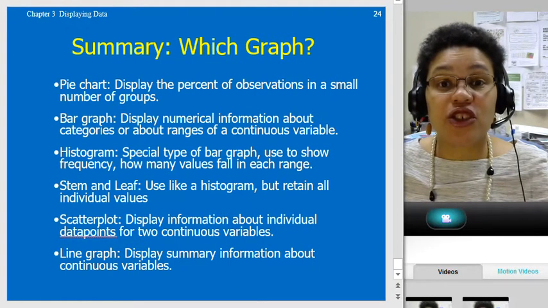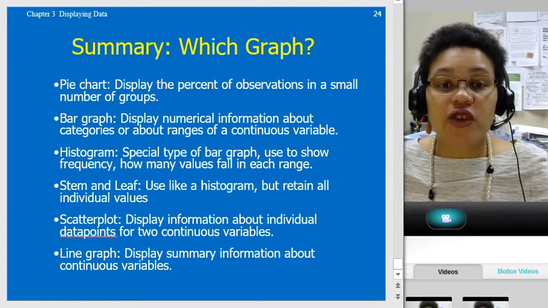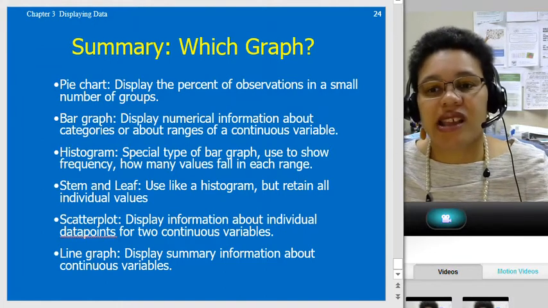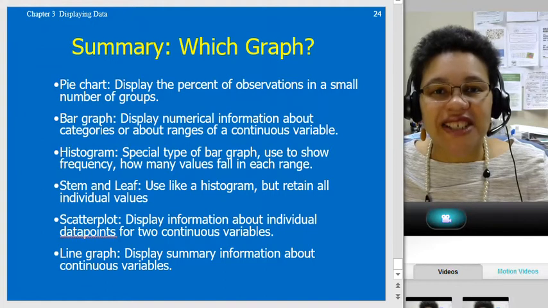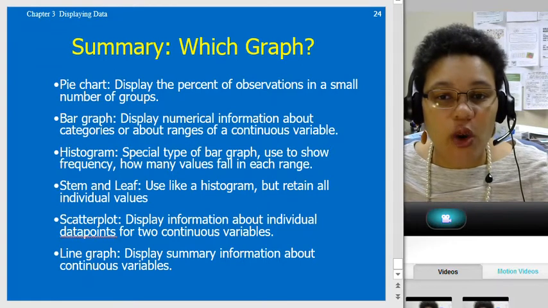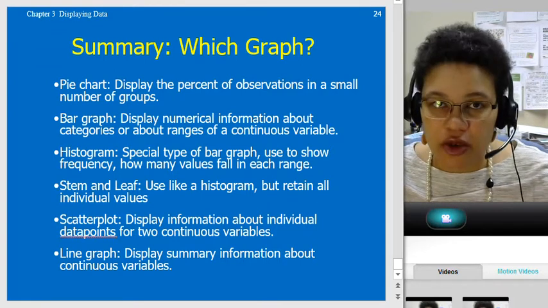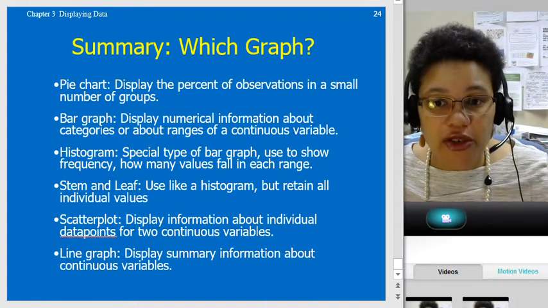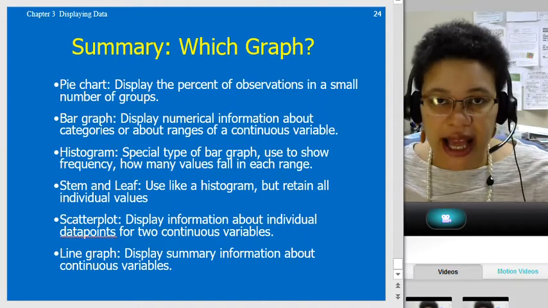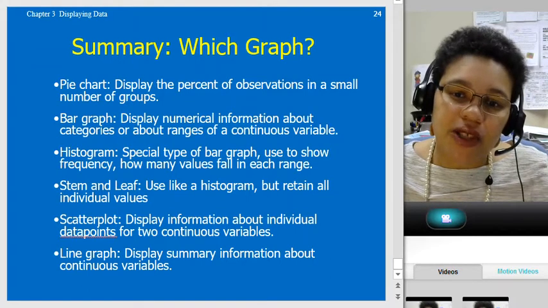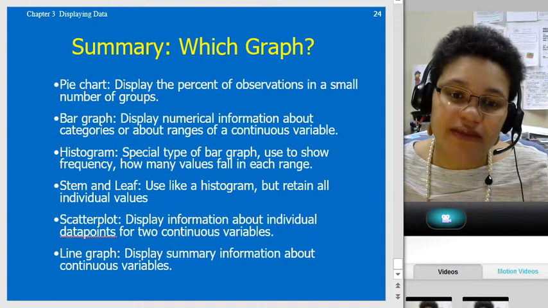So which graph do you use in different situations? You're going to use a pie chart when you're going to display the percent of observations in a small number of groups. Should we stick to the number 7? Is that a good rule of thumb? 5 to 7 or less. A bar graph displays numerical information about categories or about ranges of a continuous variable. Ranges or intervals. Histogram, a special type of bar graph used to show frequency, how many values fall in each range. Stem and leaf, used like a histogram, but it retains all the individual values.